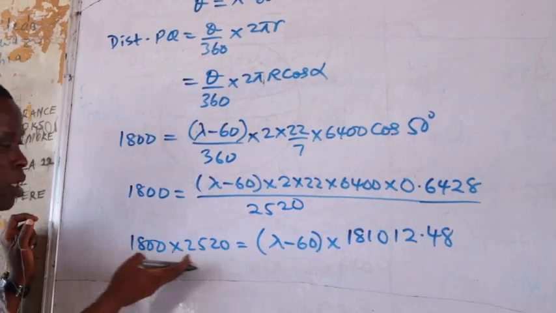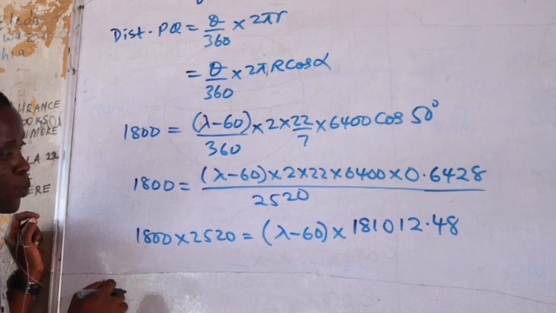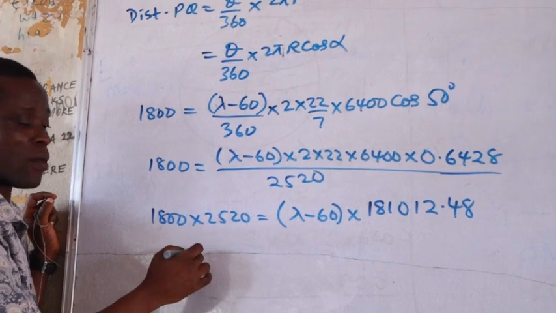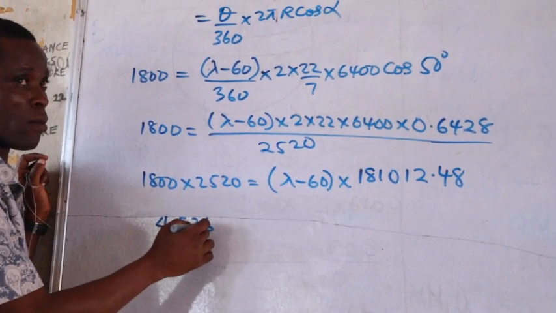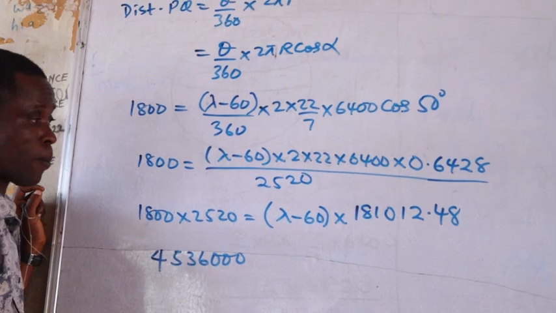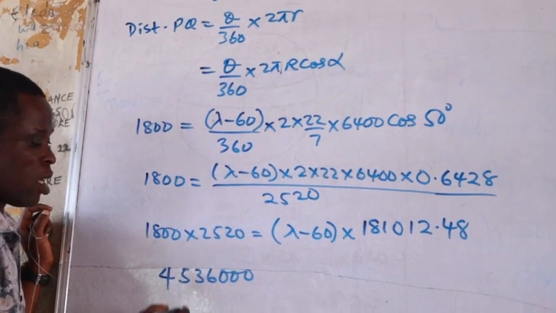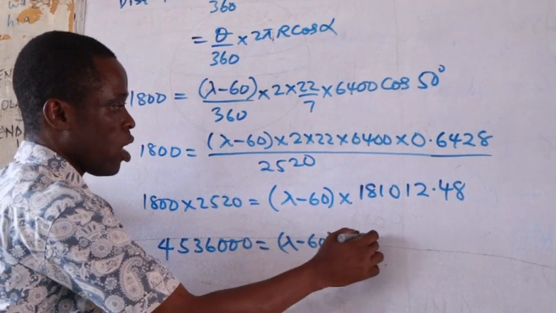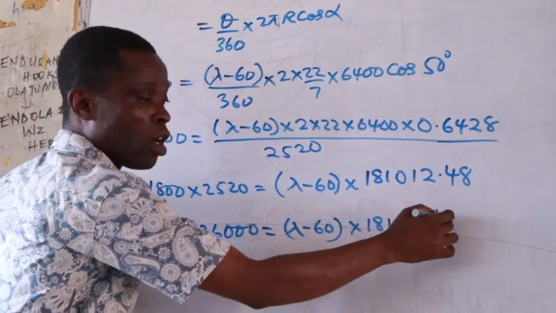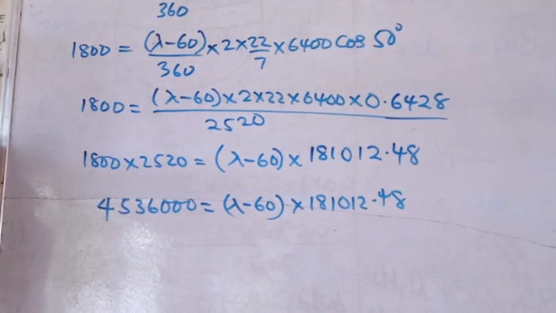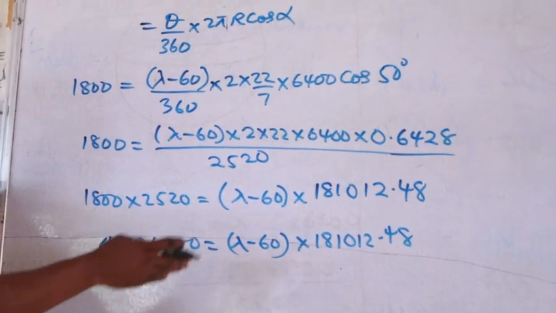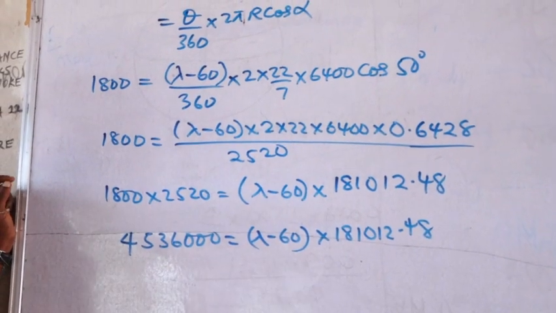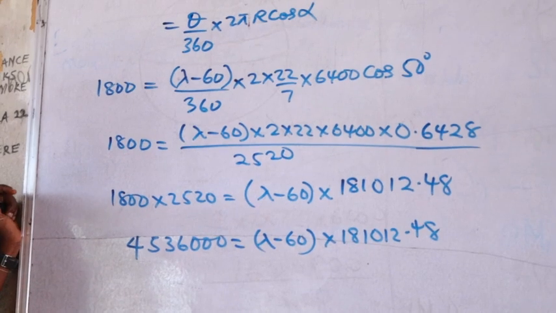181,012.48. Now, what is the product of this one too? 4,536,000. Please make sure you confirm this. Then equals lambda minus 60 times 181,012.48. Now the next thing here is to divide both sides by 181,012.48 so that we can make this lambda minus 60 the subject of the formula.